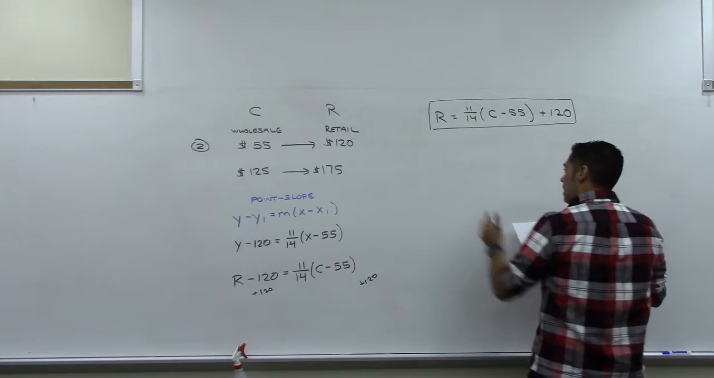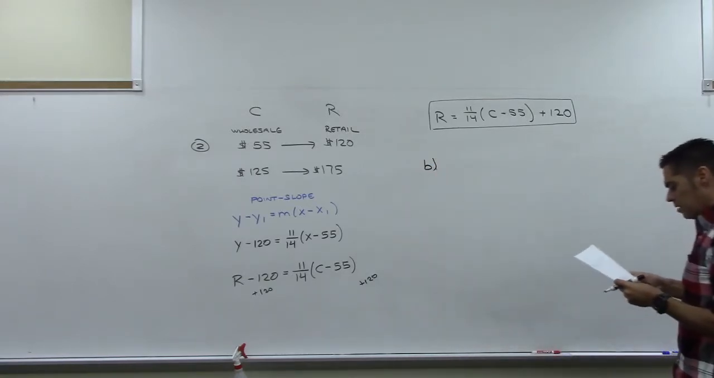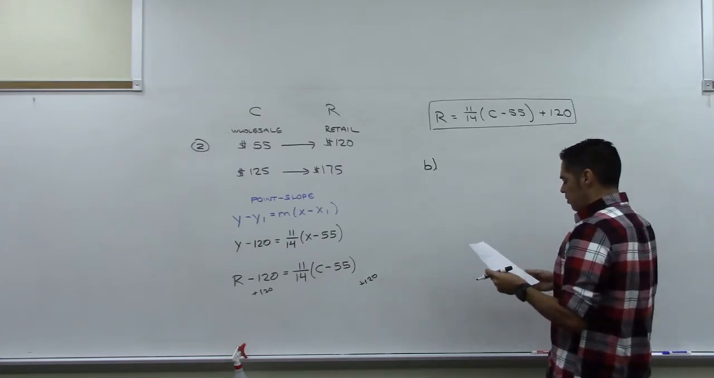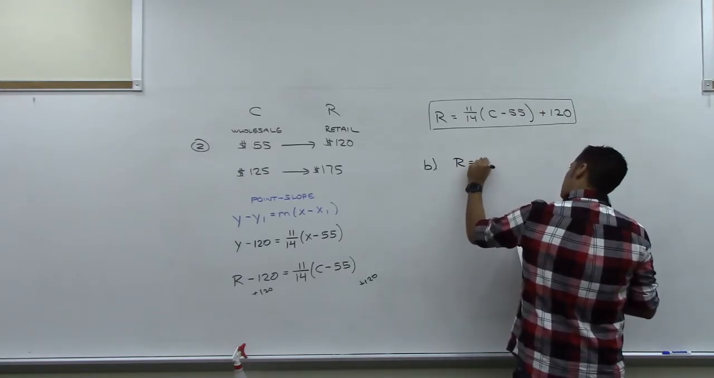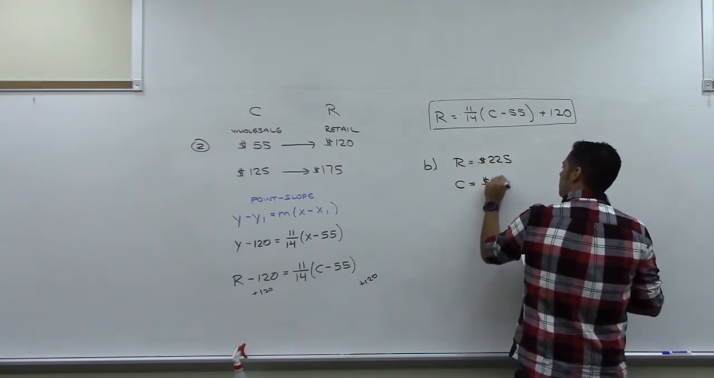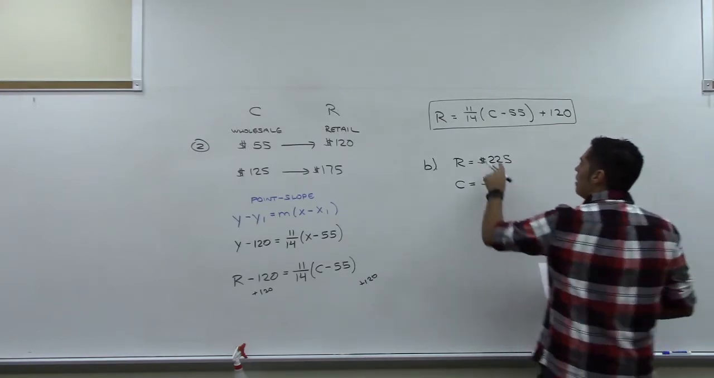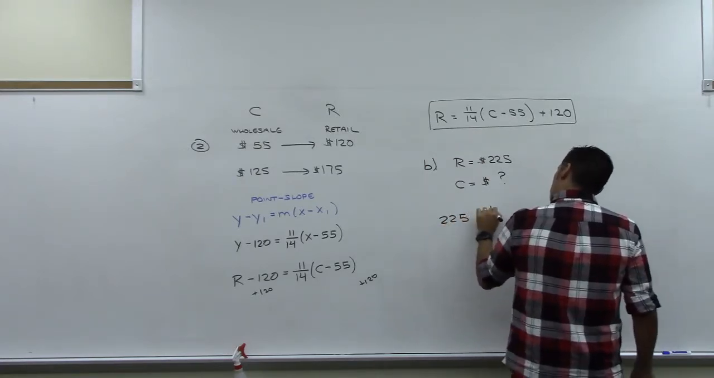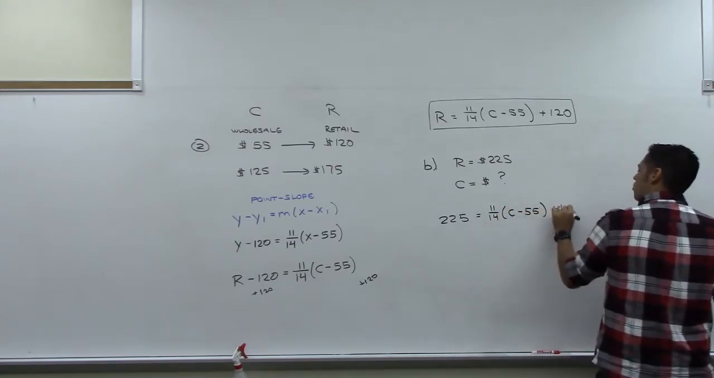Okay, so part B says, what does a store pay to the nearest dollar for a drug that retails for $225? So if the retail price is going to be $225, then what is the cost of that drug when they buy it wholesale? So let's go ahead and replace R with 225 here. Equals 11/14 C minus 55 plus 120.